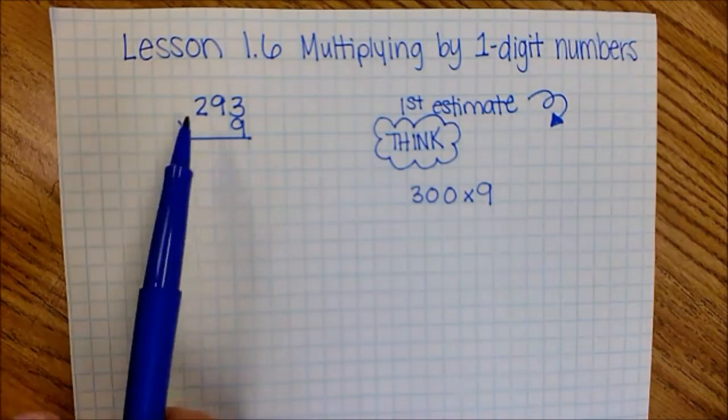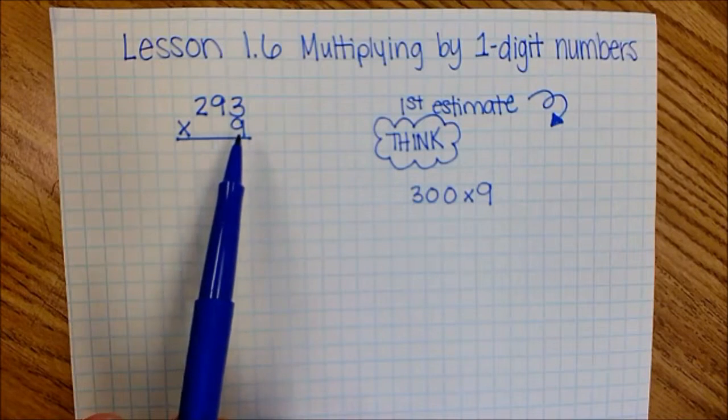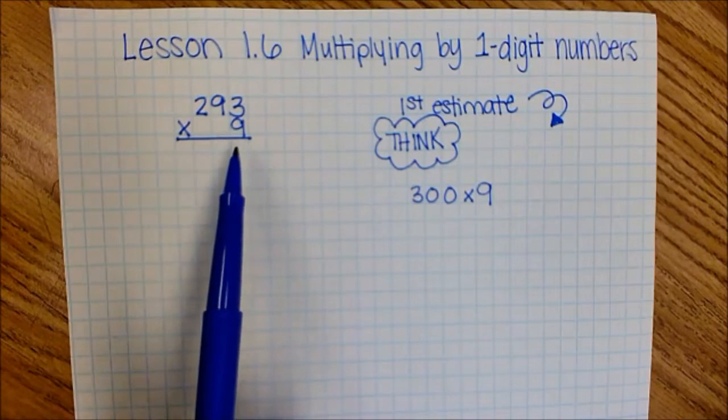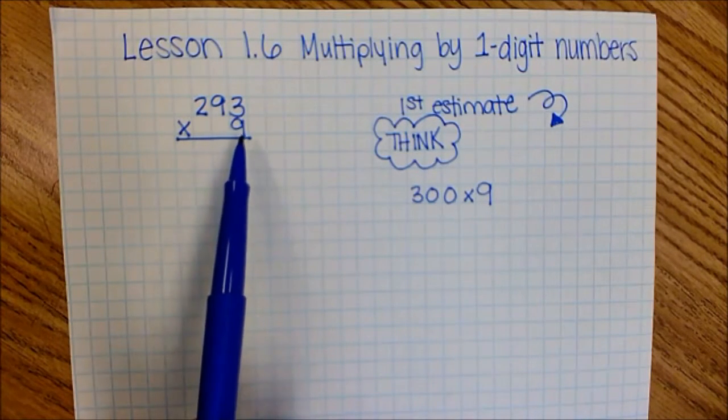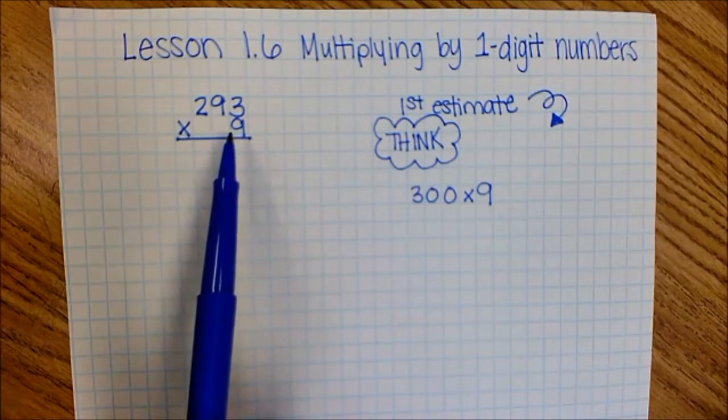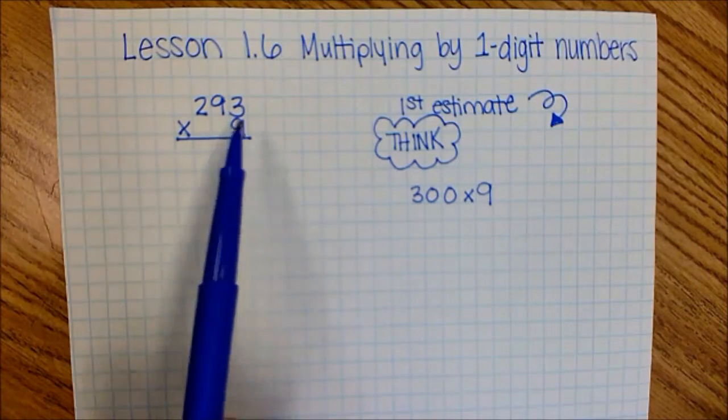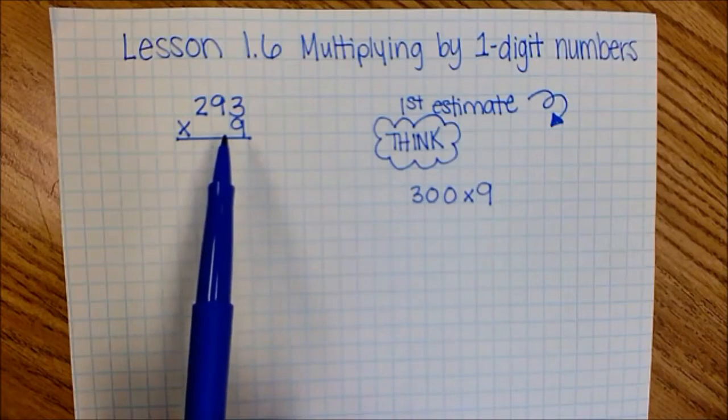When I write my problem, I put each number in a box on my graph paper, so that way it's easily lined up. And I make sure that my 9 is right underneath the ones place value, since 9 is representing the ones place value.